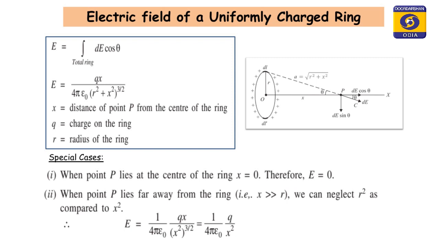Case 2 is when point P lies far away from the ring, that is x is very much greater than the radius of the ring r, and we can neglect r square as compared to x square. Then the electric field E is equal to 1 upon 4 pi epsilon naught, q x upon x square to the power 3 by 2. So, we get E is equal to 1 upon 4 pi epsilon naught, q by x square, and this is the expression for electric field intensity due to a point charge.